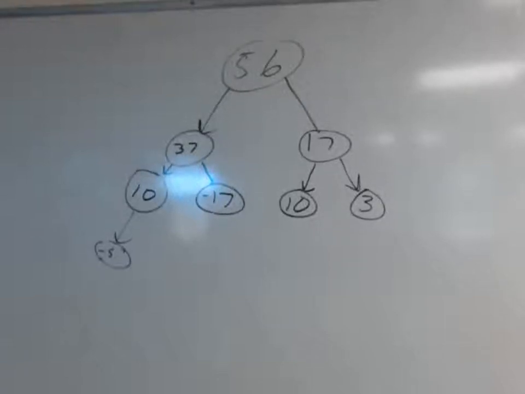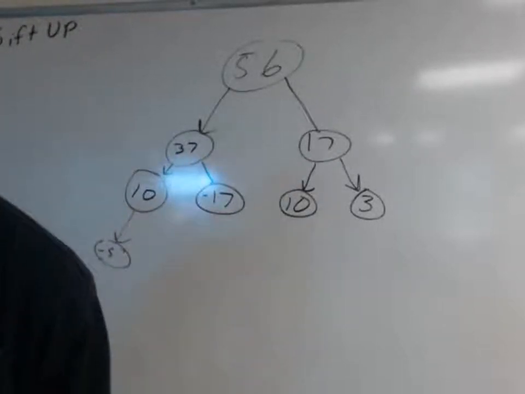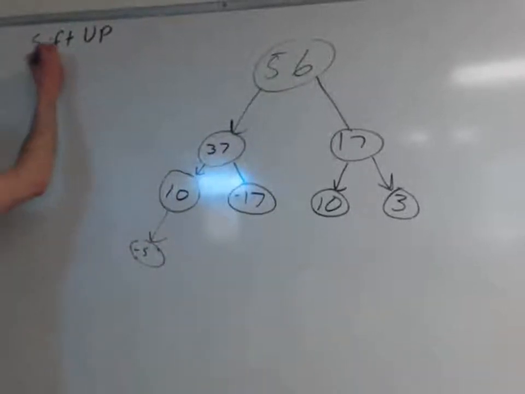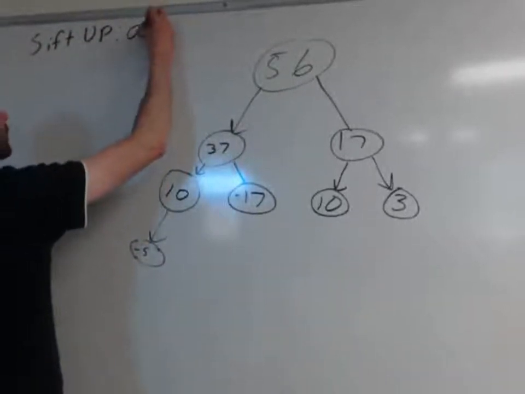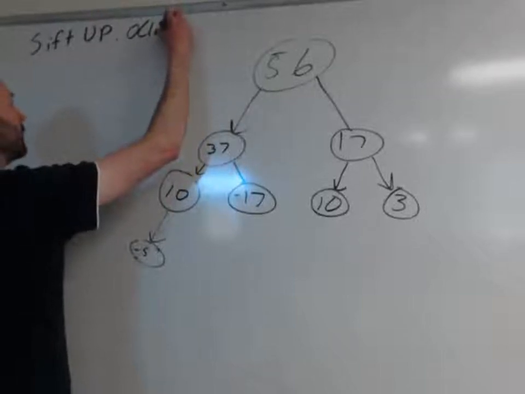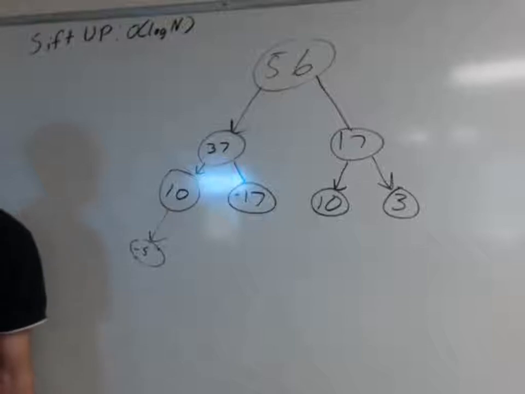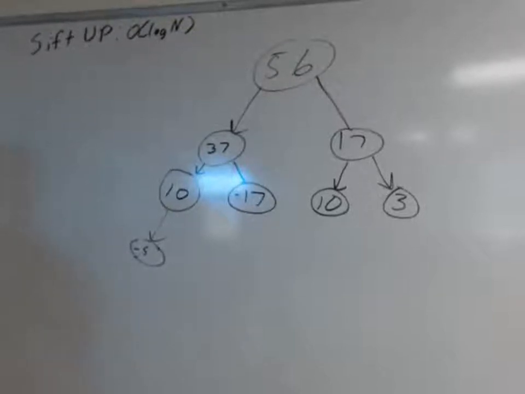So what was the big O of that? O of log of n. Why is it log of n? Yeah, so sift up is O of log of n, because every time you sift up, you're dividing your space in half. That's the easiest way I can explain it right now.